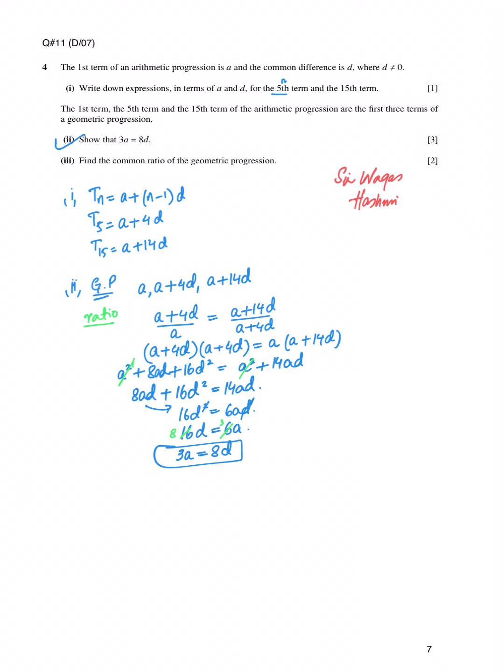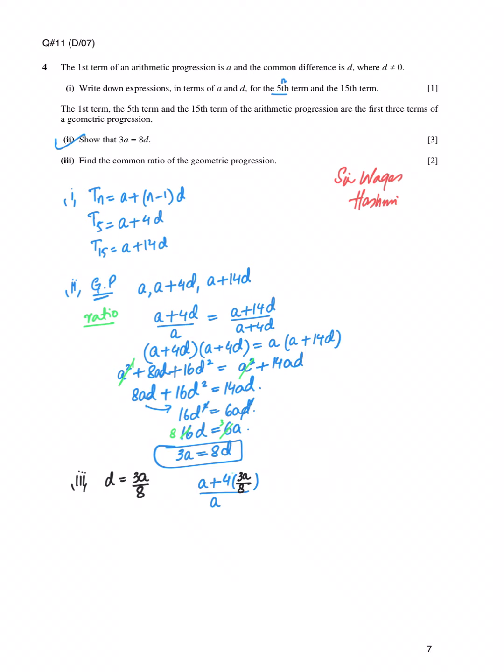We needed to show the same in the second part. In the last part, it says find the common ratio. So basically we need to find out the value of d here. So d is 3a over 8. I am applying this equation for the ratio. So the ratio is (a plus 4d) divided by a, and the value of d we found is 3a over 8.